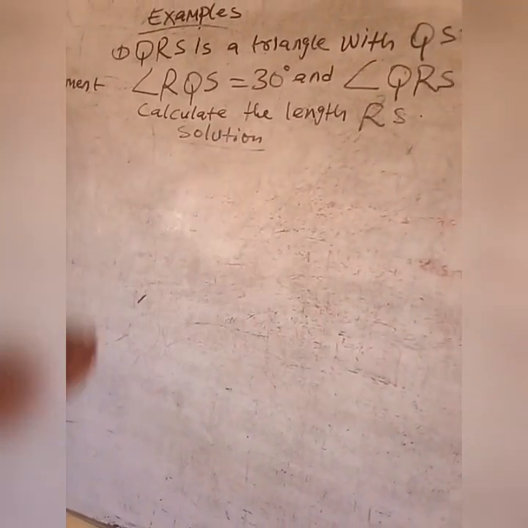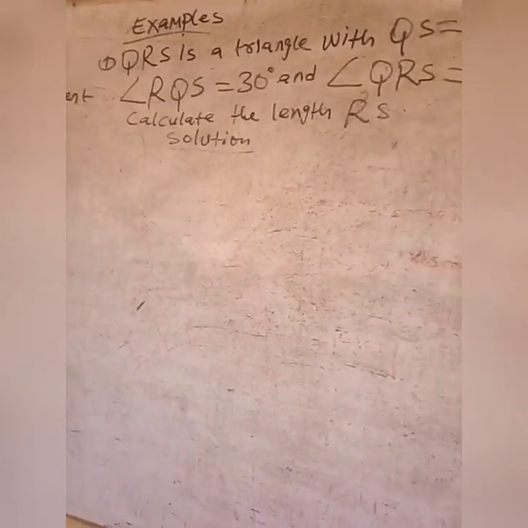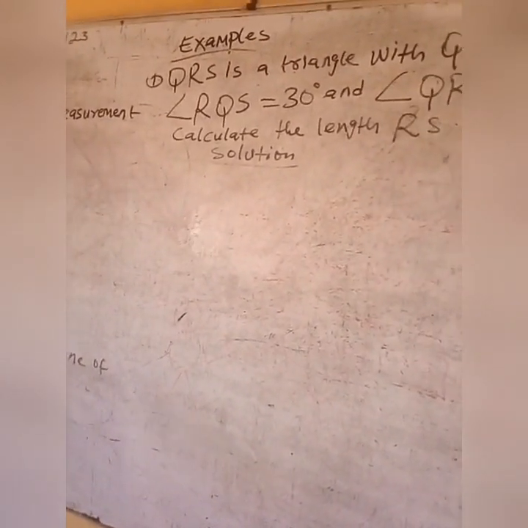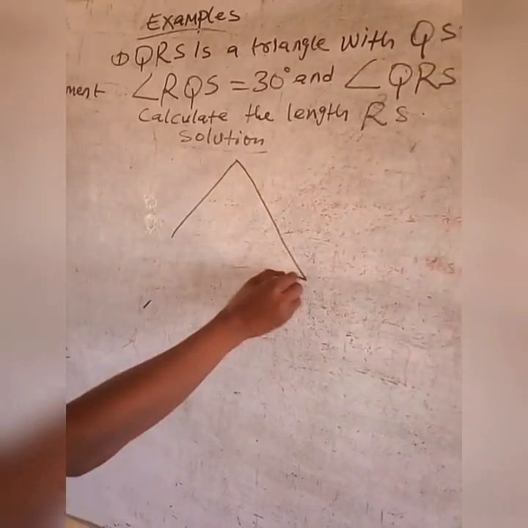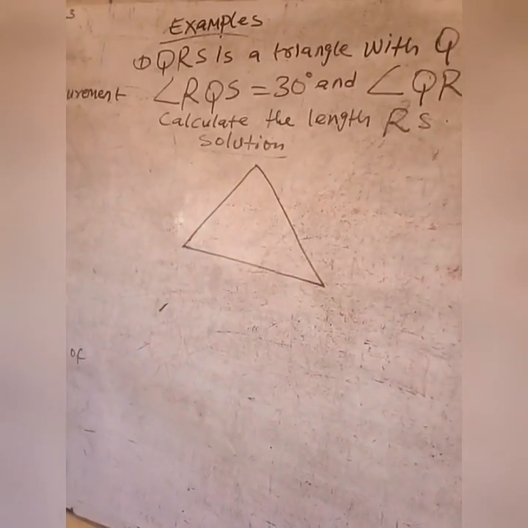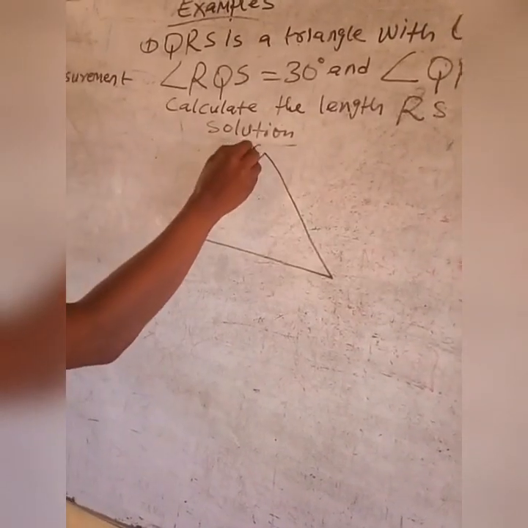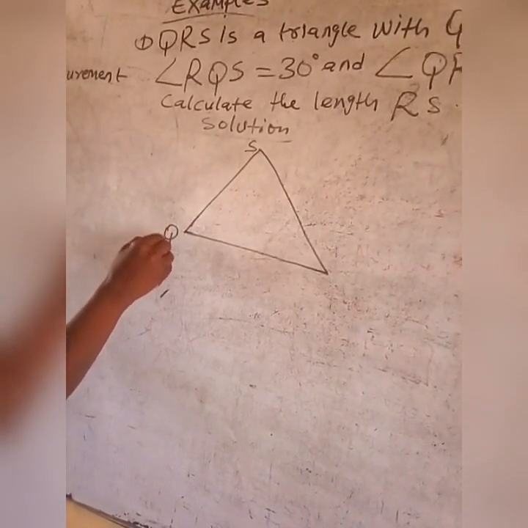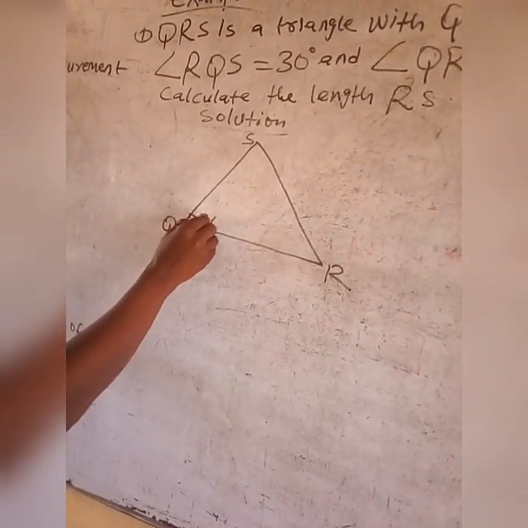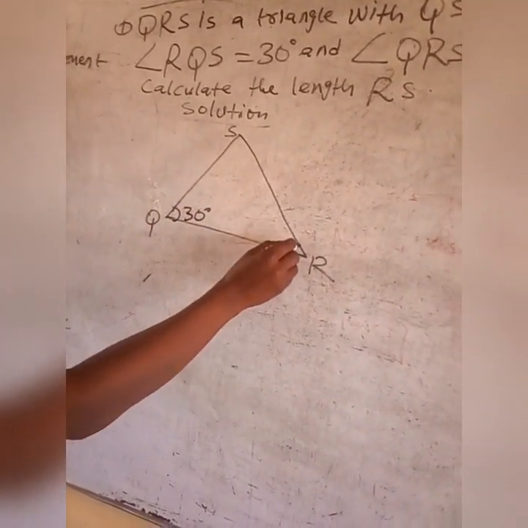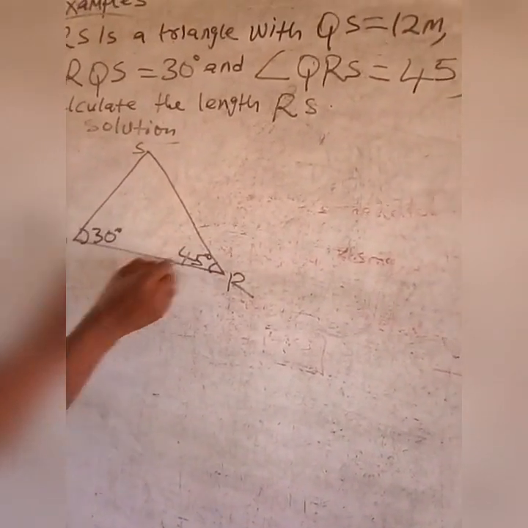We are to solve this problem. I hope you are listening. We have to solve this problem. Look at it. We'll draw the diagram first. If this is my S, Q, R, then this one is 30 degrees and this one is 45 degrees.